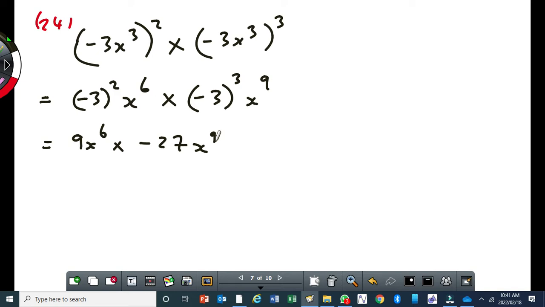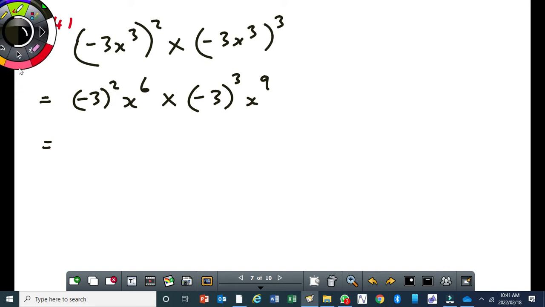But now, let me redo this step by using law 1. Okay? Do you see that we have the same base here and there? So I can add the what? The exponents. So I can write this as (-3) to the power of what? 5. Because the base is the same. Okay? Then x to the power of 6 times x to the power of 9. The base is the same, so we add the what? Exponent. So this will be x to the power of 15.